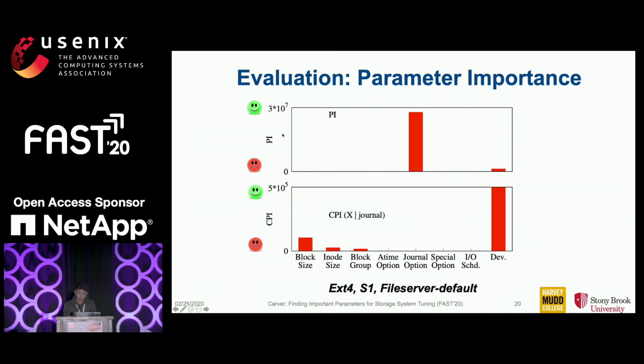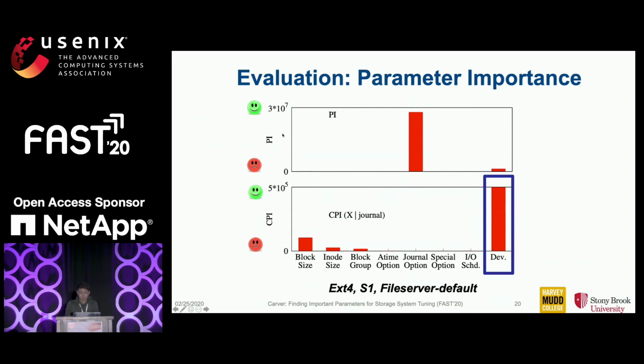Next, I will present some of our evaluation results. This figure here shows the parameter importance evaluated by our proposed measurements. And here is ext4 under the file server workload. The y-axis for the top figure is the parameter importance value calculated by Carver. The y-axis on the bottom figure is the conditional parameter importance calculated by fixing the value of the most important one. As we can see, the journal option is selected as the most important parameter. The reduction in variance of throughputs is actually orders of magnitude larger than all the other parameters.